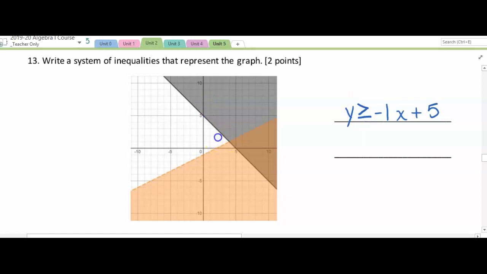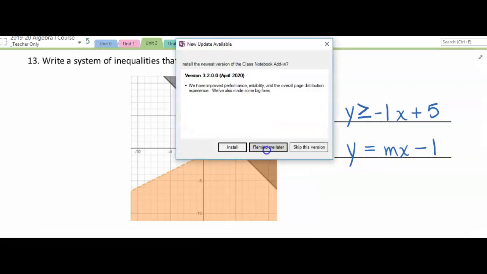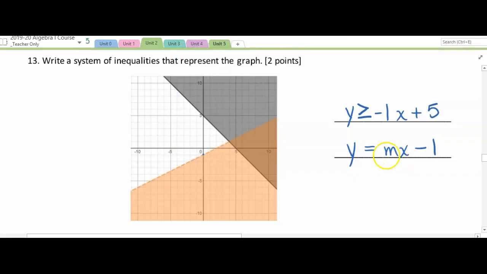For my orange equation, we're going to do the same thing, y = mx + b. I'm going to begin with my b, which in this case is -1. I'm going to take out b and put in -1. I also need to list the slope. The slope is up 1, right 2, which would be 1/2.